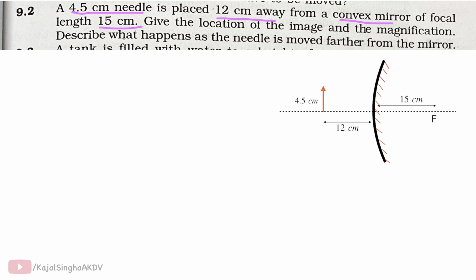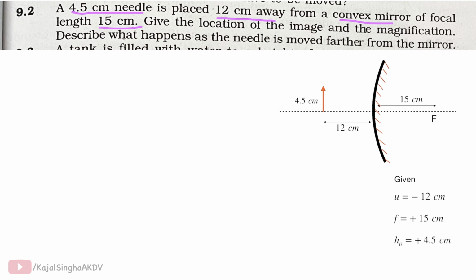A 4.5 centimeter needle is placed 12 centimeter away from a convex mirror of focal length 15 centimeter. Give the location of the image and the magnification. Describe what happens as the needle is moved further from the mirror. So here we can see that a needle of length 4.5 centimeter is placed in front of a convex mirror at a distance 12 centimeter, and the focal length of the convex mirror is 15 centimeter.